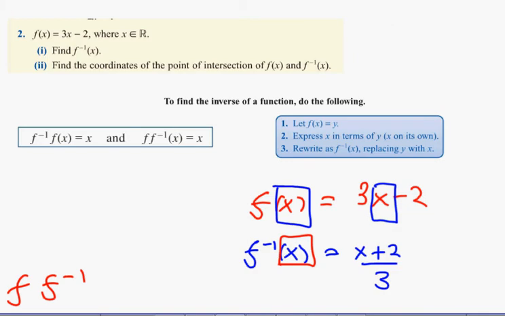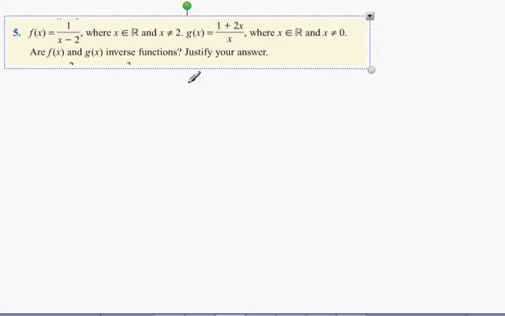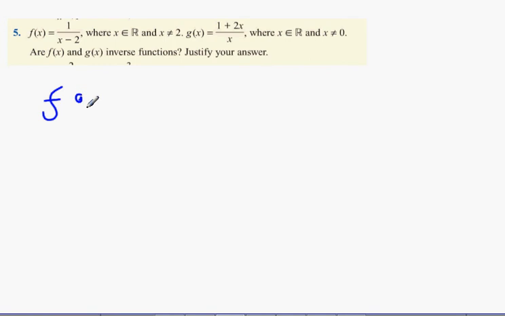Okay, so let's go to this one here. Are these functions inverses? Justify your answer. How do we do this? If I do f of g of x, what are we expecting the answer to be? x. If I do g of f of x, what's our answer expected to be? x. Let's find out.